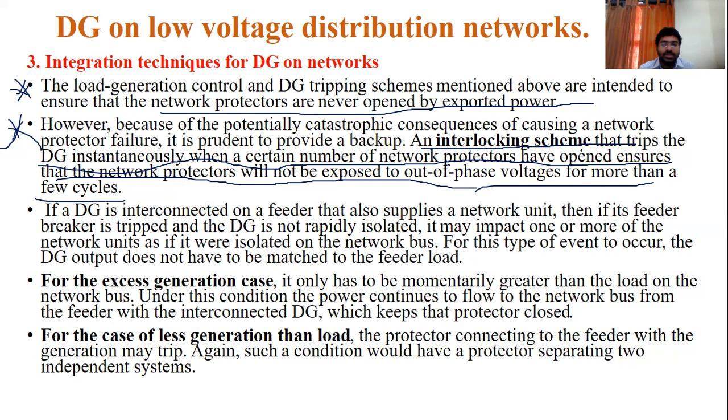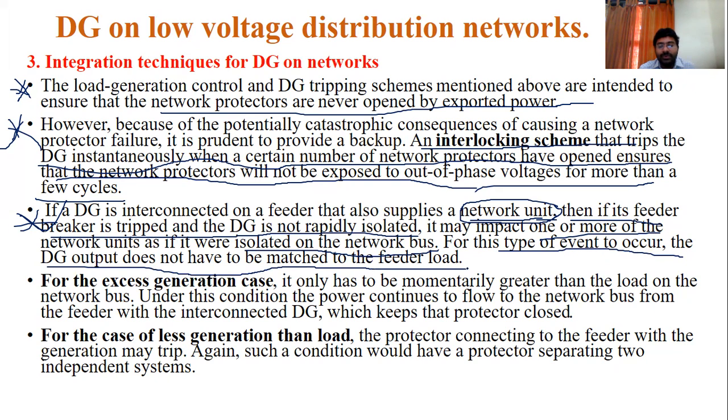Now see this. If DC is interconnected on a feeder that also supplies a network unit, this is a rare case. Remember, this is a rare case. The DC is interconnected on a feeder, and at the same time it also supplies a network unit. Then if the feeder breaker is tripped and the DC is not rapidly isolated, it may impact one or more of the network units, if it were isolated on the network bus. For this type of event, the DC output does not have to match the other feeder.